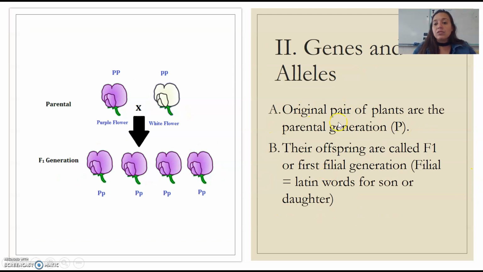So, genes and alleles. The original pair of plants are always P for parental. So this will be your P generation, the first generation of plants to be crossed. In this case, you have 1 purple and 1 white flower. Their offspring is called the F1 generation. The F stands for filial, the Latin word for son or daughter. That's what the F comes from. So parental, and then you can see in the experiment, after he crossed those 2, he got 4 purple plants.